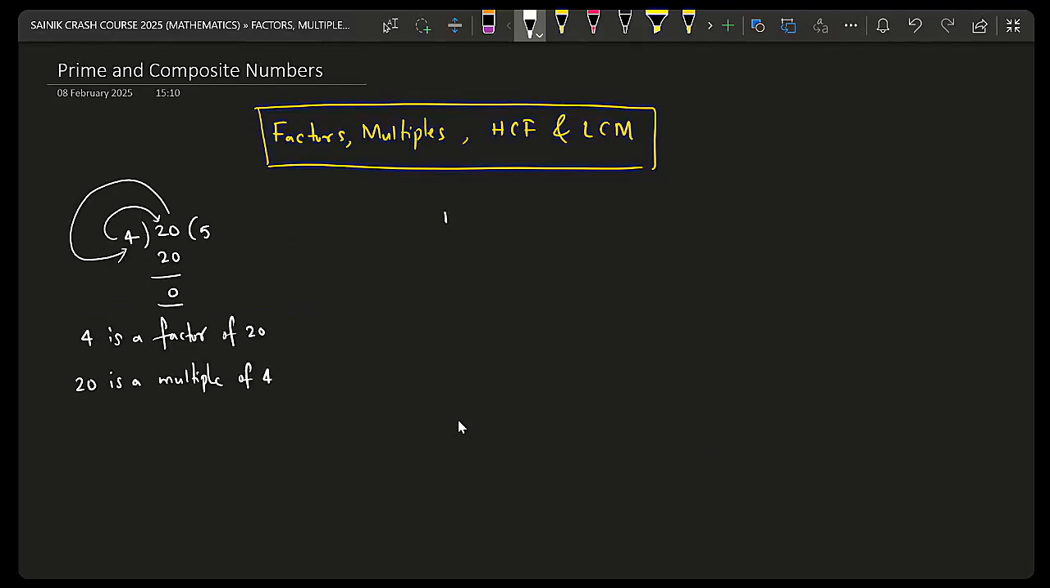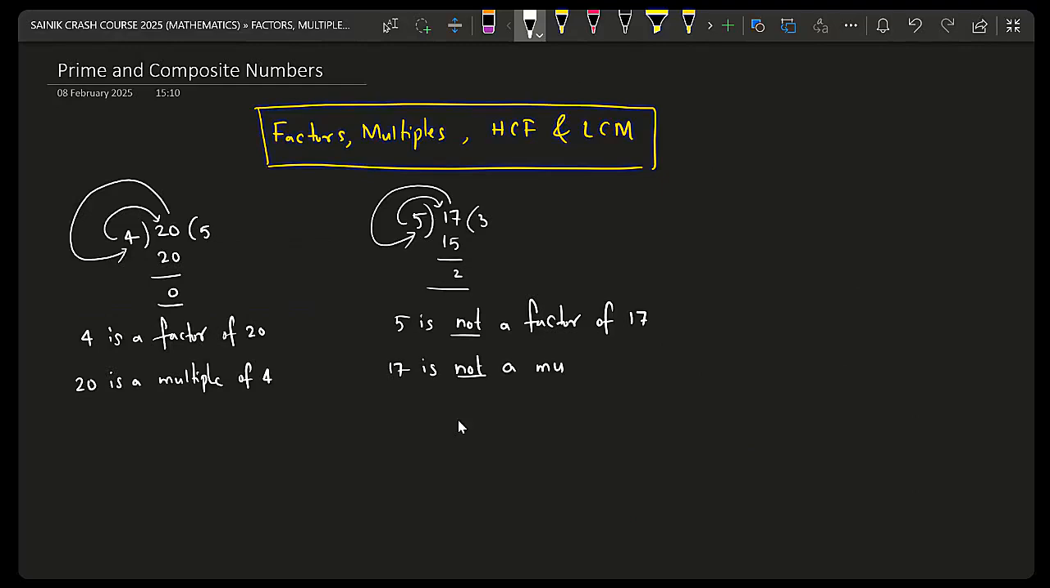We'll take another example. Suppose 17 I divide by 5. 5 threes are 15 and the remainder is 2. Here remainder is not 0. Whenever remainder is not 0, divisor is not a factor of the dividend and dividend is not a multiple of the divisor. So I can write 5 is not a factor of 17. And in reverse order we can say 17 is not a multiple of 5.